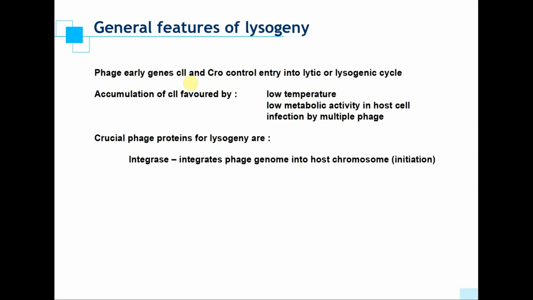So after the expression of C2 directs the expression of an integrase, which will integrate the phage genome into the host chromosome, and it will also activate the expression of the C1 repressor protein. And this will turn off the genes involved in lytic replication. So that's very important. So these two proteins are essential for initiation and maintenance of lysogeny.